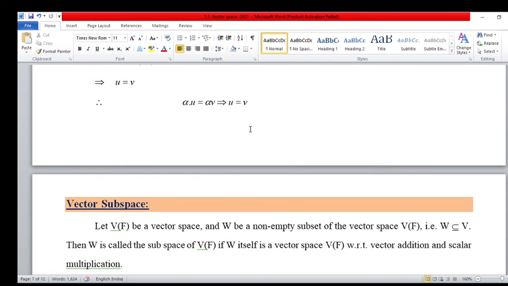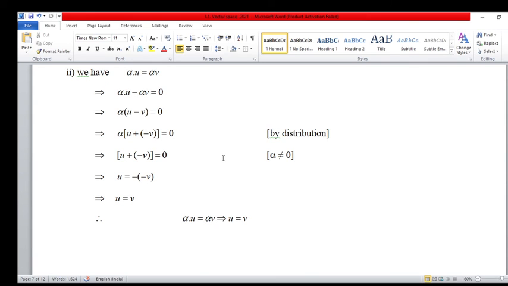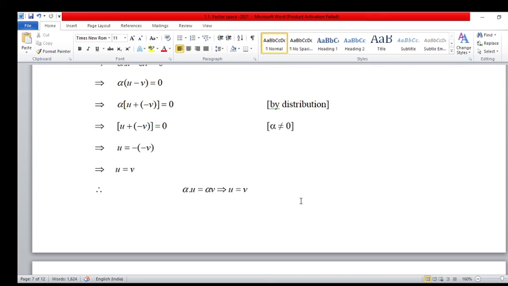This is where today's lecture is over, and in the next lecture we will start vector subspaces. All these examples are most important examples, so solve them yourself on blank paper. Good day, and today's lecture is over.